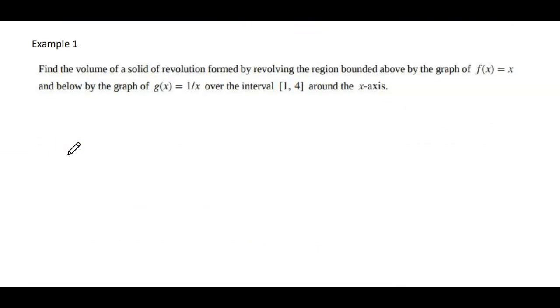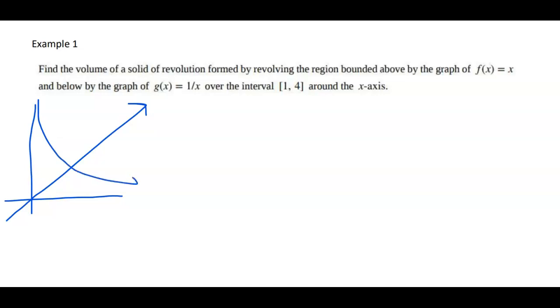All right, example 1 here: find the volume of a solid of revolution if we have a graph of x and 1 over x, and I'm looking from 1 to 4 around the x-axis. So here is f of x equals x. Here is g of x equals 1 over x. They do intersect at 1. And then we go to 4. And I'm going to then be taking this piece around.